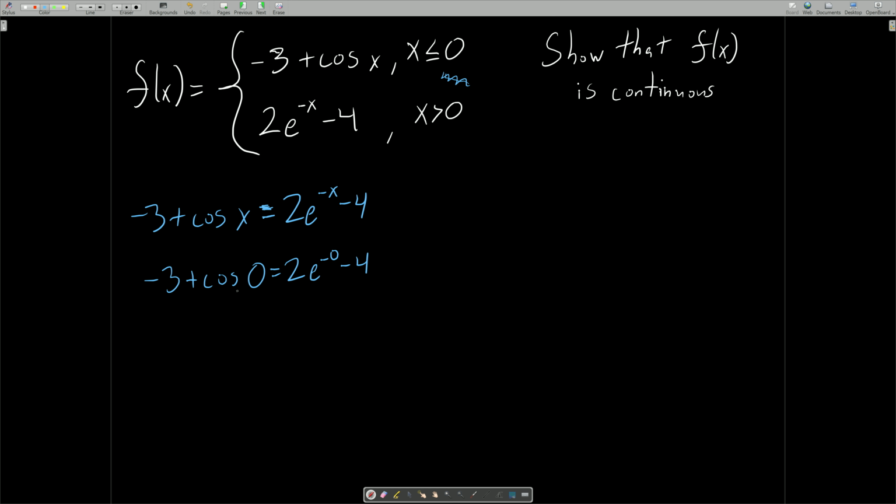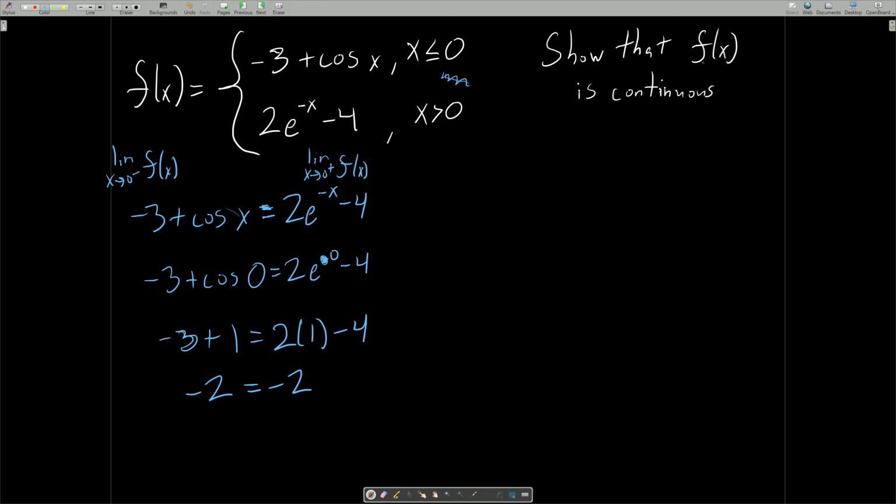And start simplifying. So the cosine of 0, remember from the unit circle, the cosine of 0 is 1. e to the negative 0, so that's just e to the 0. And anything to the 0 power is just 1. So e to the 0 is 1 minus 4. So negative 3 plus 1 is negative 2. 2 times 1 is 2. 2 minus 4 is also negative 2. So now you've proven that, well, here we didn't write it out, but this negative 3 plus cosine x is the limit as x approaches 0 from the left. And this 2e to the negative x minus 4 is the limit as x approaches 0 from the right.